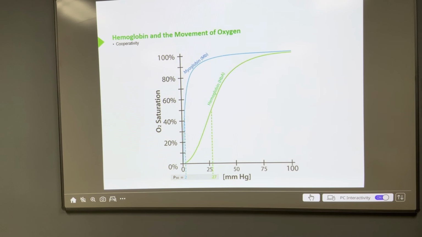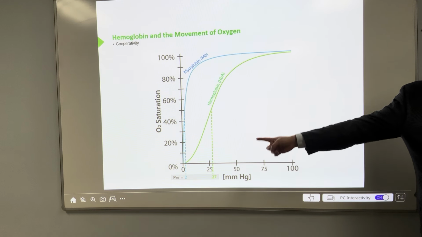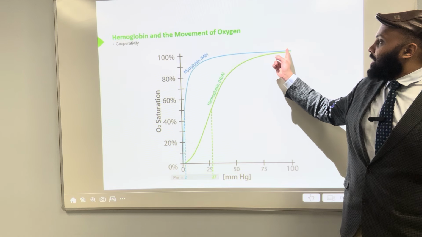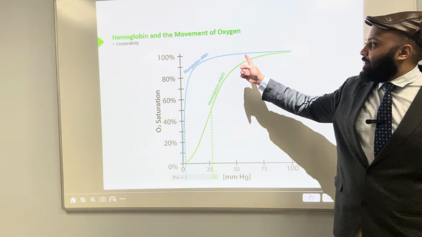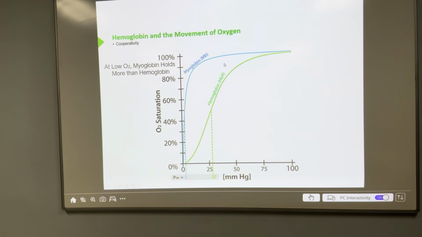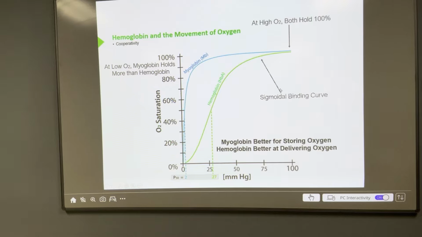You need to know this graph. One has a sigmoidal shape, the green one, that's hemoglobin, and the other one, myoglobin, does not have a sigmoidal shape, and this shows you that it's storage. So at low oxygen, myoglobin holds more than hemoglobin. That shows you myoglobin is a storage because it holds more. At high oxygen, both hold 100%. That's a sigmoidal binding.